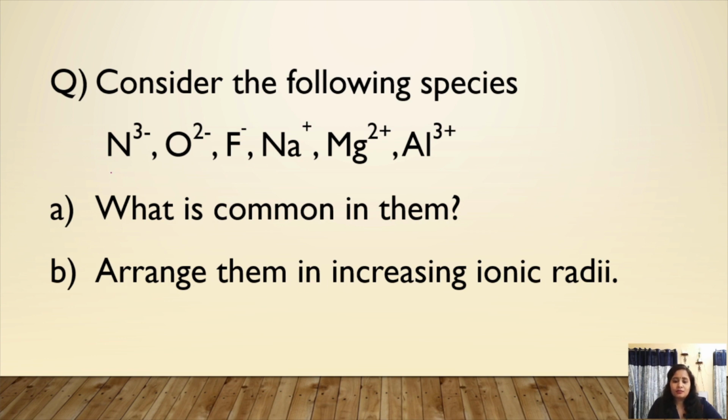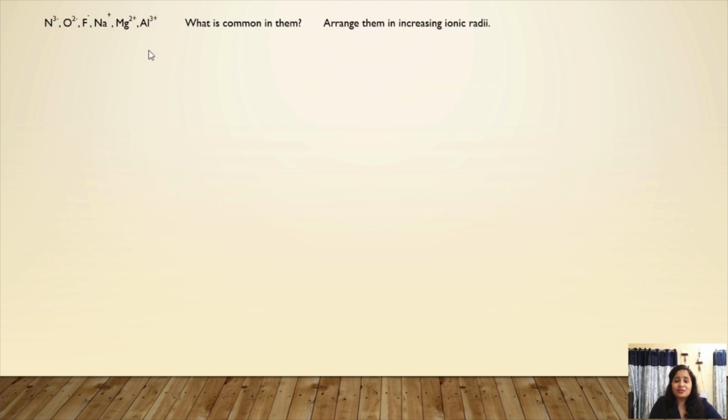First of all, we will go to the first question and see what is common in it. See it carefully. Nitrogen 3-, oxygen 2-, fluoride 1-, sodium +1, magnesium +2, and aluminium +3. Is there anything common? No. From the beginning, looking from here, nothing is common. Everything is different. But I will tell you what is common.